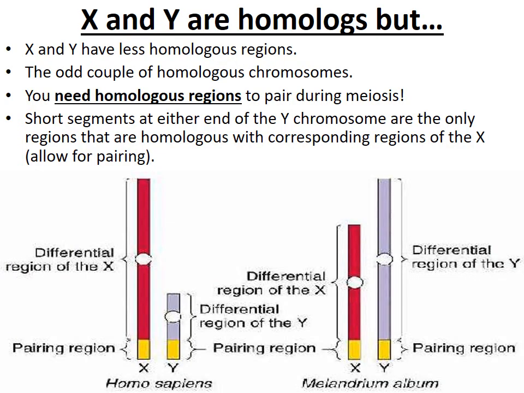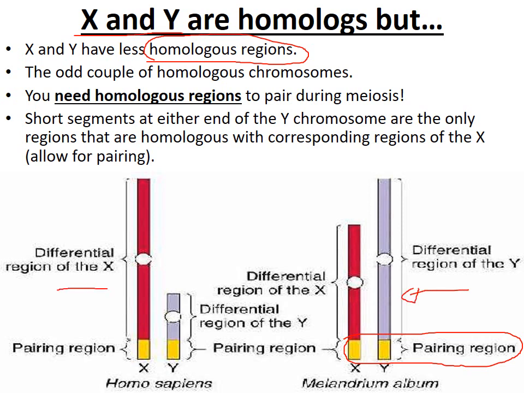So like I said, the X and the Y are the odd couple, but they do have some homologous regions so that they can pair up during meiosis. If they didn't have those homologous regions, they wouldn't be able to pair up. So this over here, this yellow and yellow, that would be considered the homologous region. Now this is not in a human. How do you know this is not in a human? Well, because the Y is longer than the X.